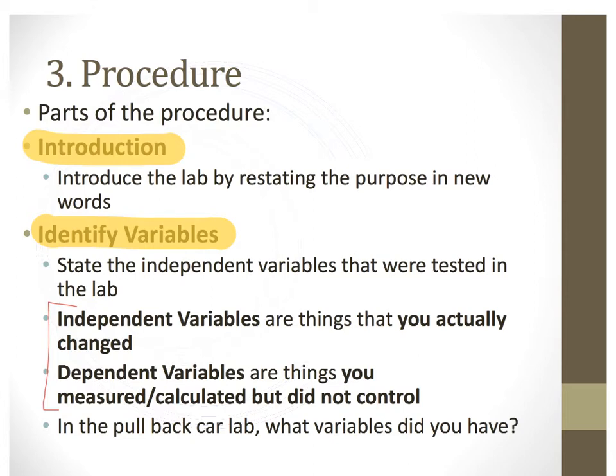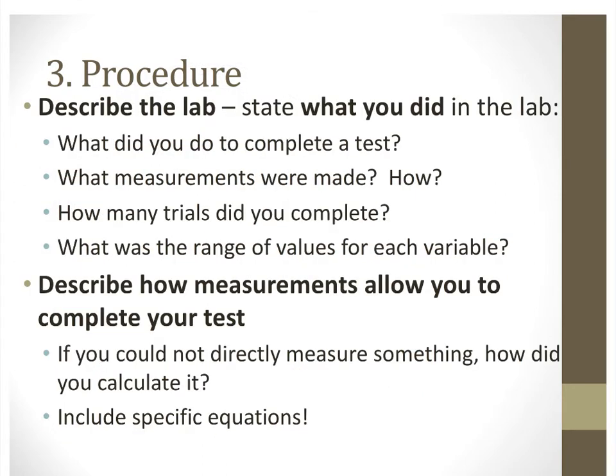So, in the pullback car lab, think about the variables that you had. What did you actually control? You controlled how far you pulled back the car. That was the only thing that you had control over. That in turn affected how far the car went, but you didn't have direct control over how far the car went. So we're going to state what the independent variables were, what we had control over, and we can state what we measured as well, what the dependent variable was. But it's important to make sure we state what the independent variable is.